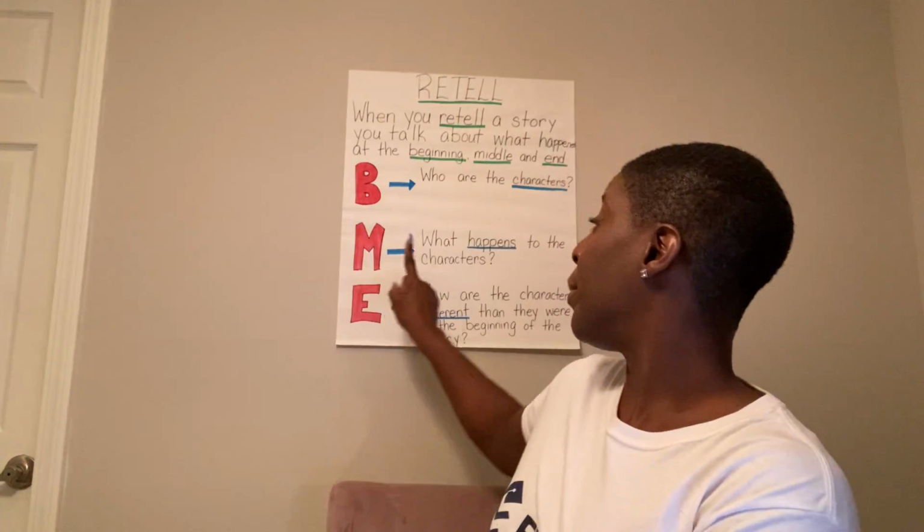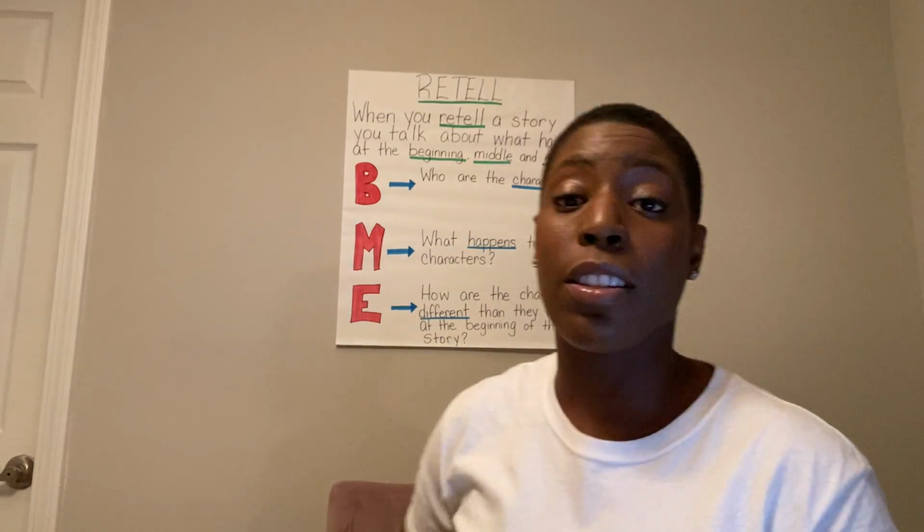So now let's practice retelling the story. In the beginning, who are the main characters that we see? We see the little girl and we see Buddy the Bear. Very good. Where are they? They're in her home. Very good. Now let's think about the middle. The middle talks about what happens to the characters. Let's mainly focus on Buddy the Bear. What happens to Buddy the Bear in the middle of the story?